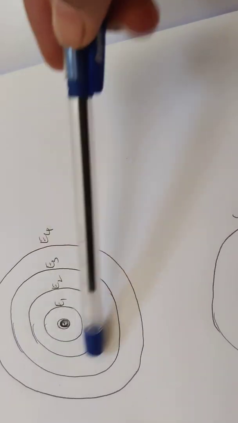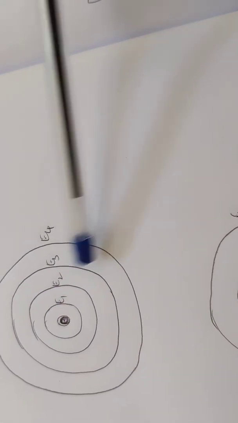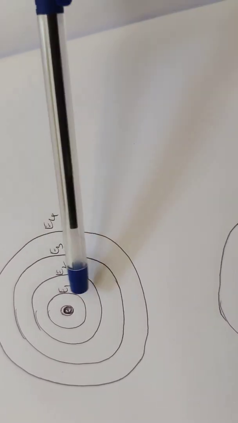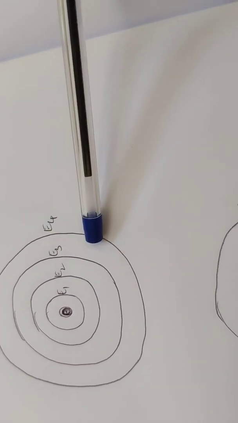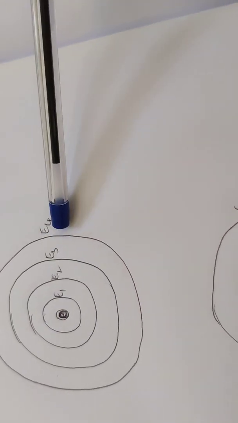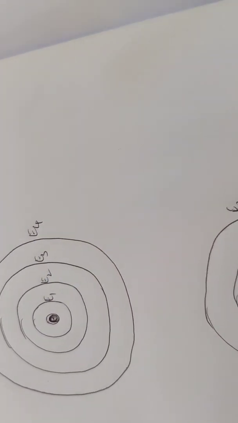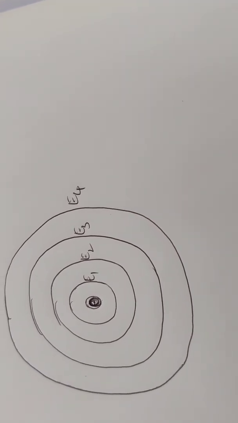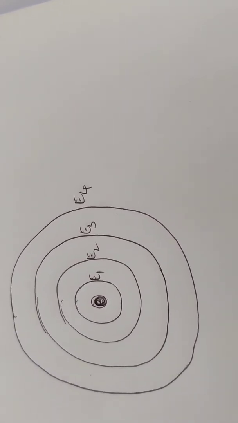So this is about Bohr's model. Bohr explained these stationary orbits and the movement of the electron between the excited and ground states, and he observed the line spectra of hydrogen only.